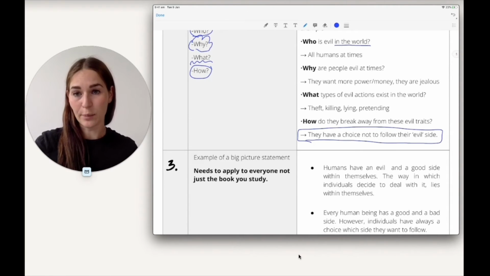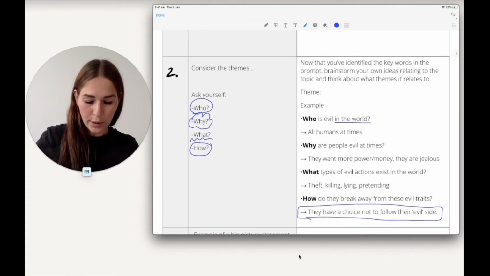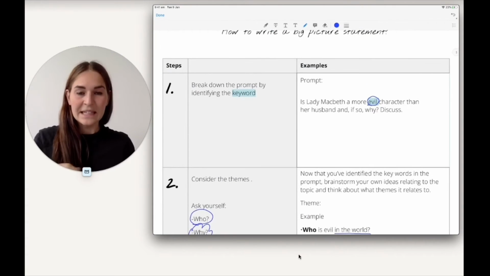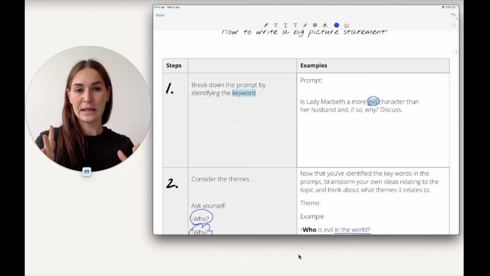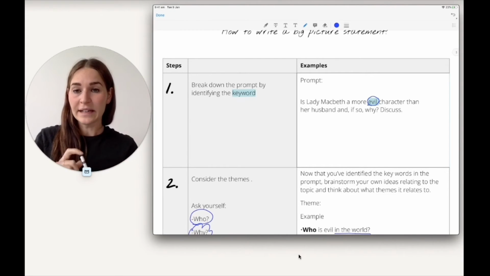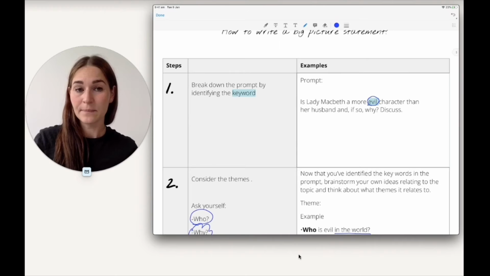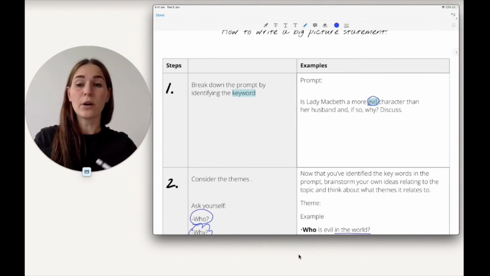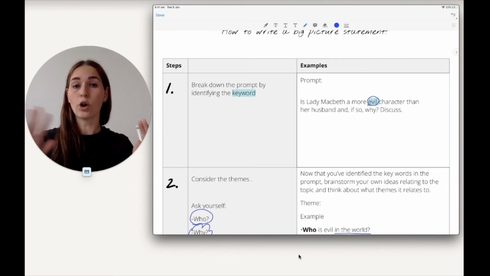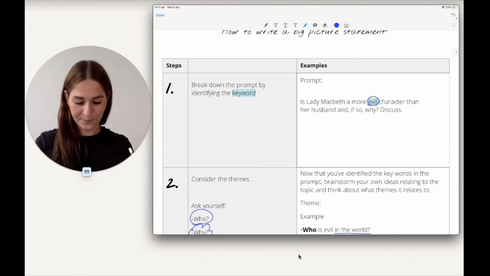in relation to our prompt. Let's read the prompt one more time. Is Lady Macbeth a more evil character than her husband? And if so, why? Discuss. Now, we know that Lady Macbeth has an evil side, but now let's not think so much about the prompt. Let's think about the whole world, okay? All people on planet Earth.